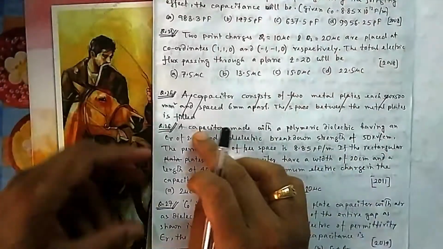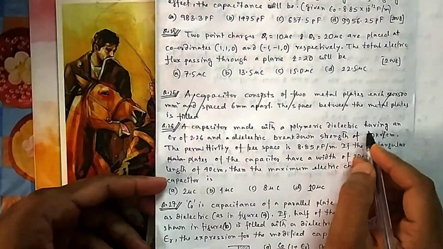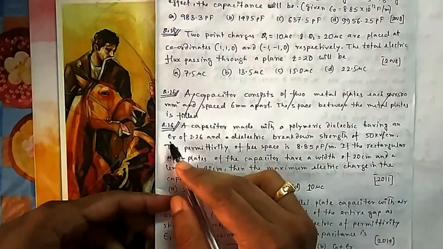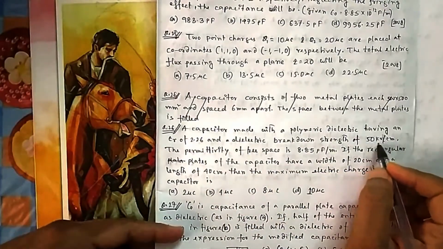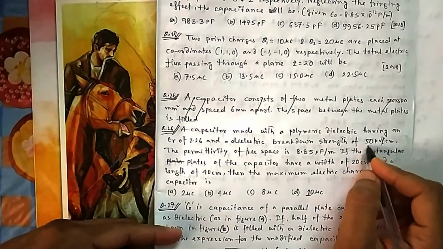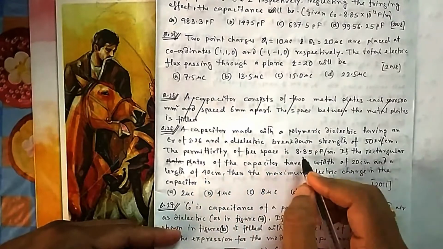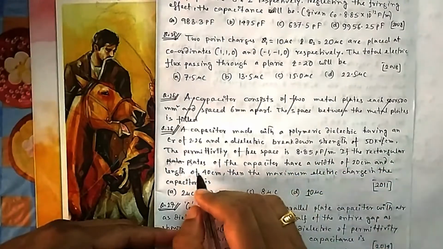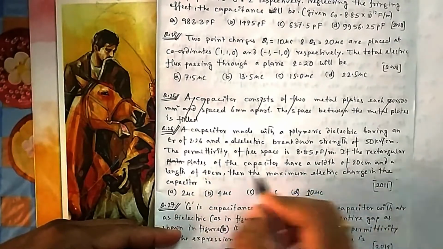Okay students, if you come to question number 26, the capacitor is made with a polymeric dielectric having an epsilon R equal to 2.26 and a dielectric breakdown strength of 50 kV per centimeter. Per centimeter, the breakdown voltage, that means the voltage that it can withstand, is 50 kV. The permittivity of free space is given as epsilon naught. The rectangular plates of the capacitor have a given width and length, so the area you can find out.